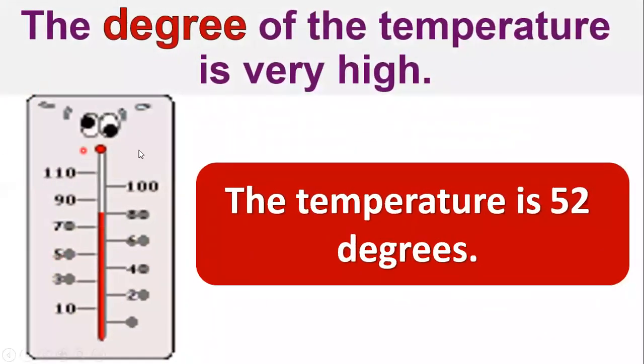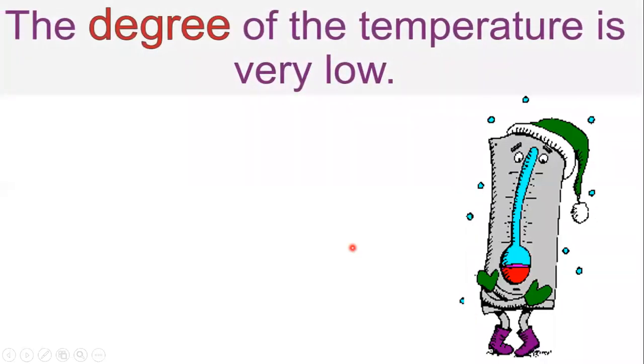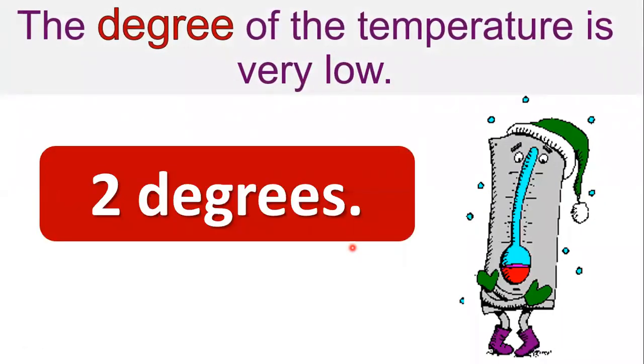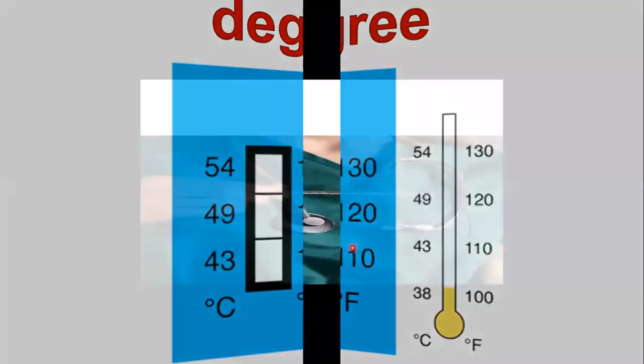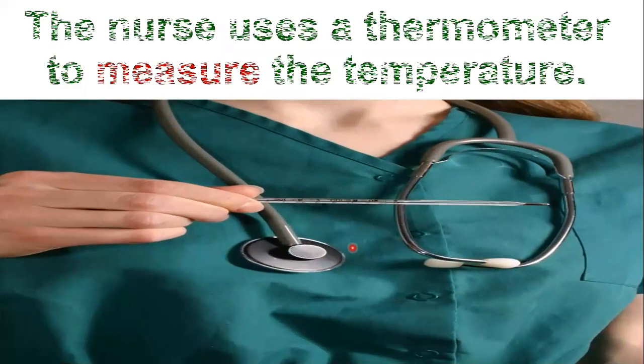We have the word degree. The degree of the temperature is very high. This is the degree. Here the degree is 10, 20, 30, 40, 50, and so on. The temperature is 52 degrees today. It's very hot. Okay, we are done with this word degree.